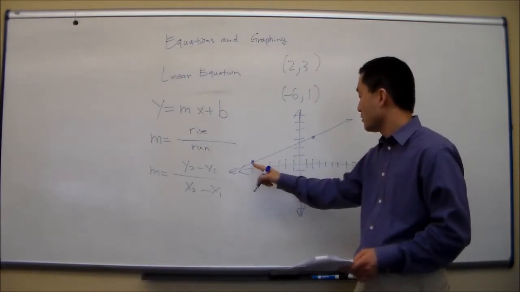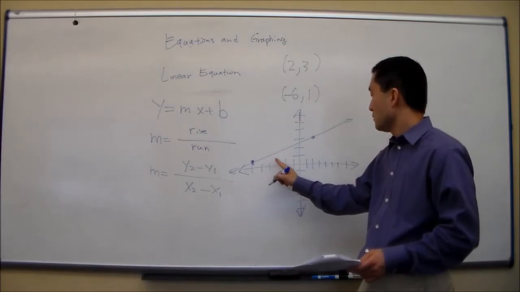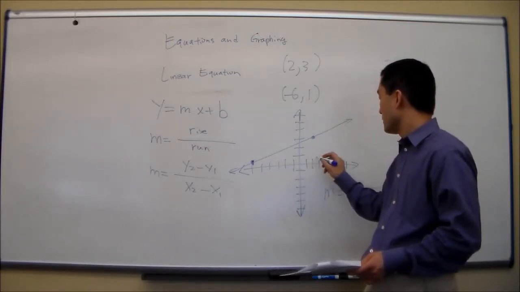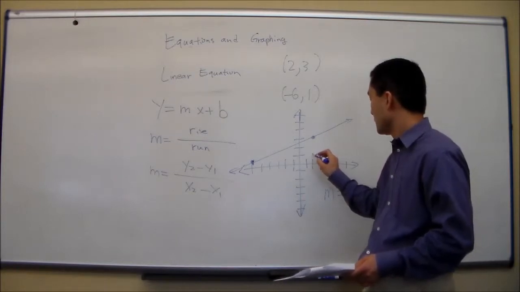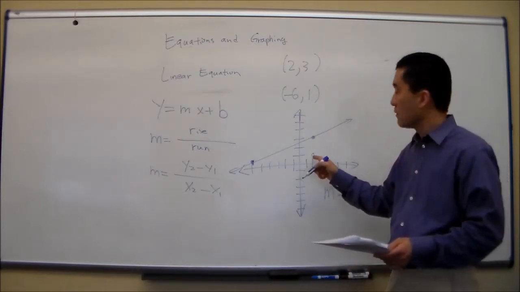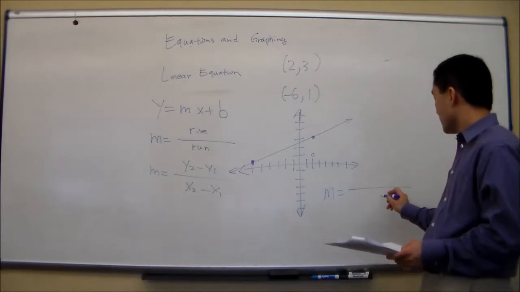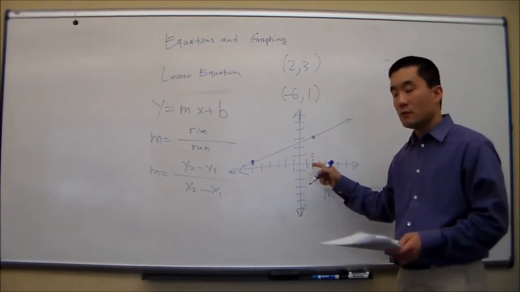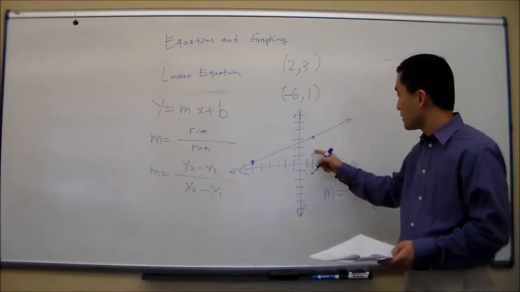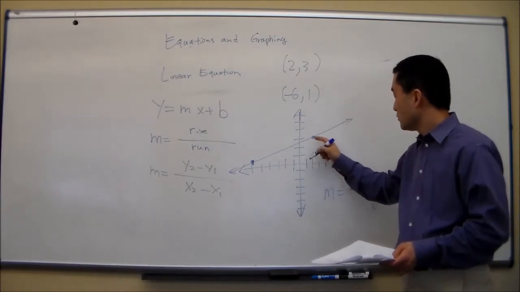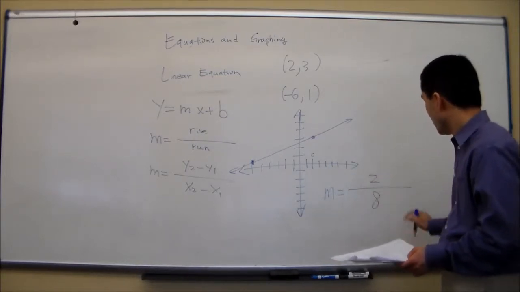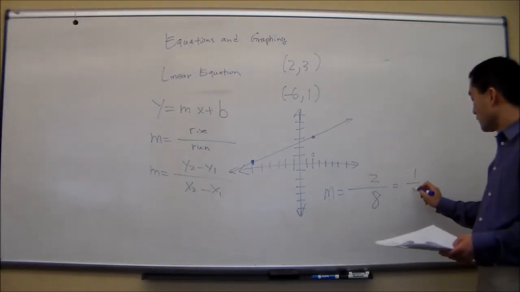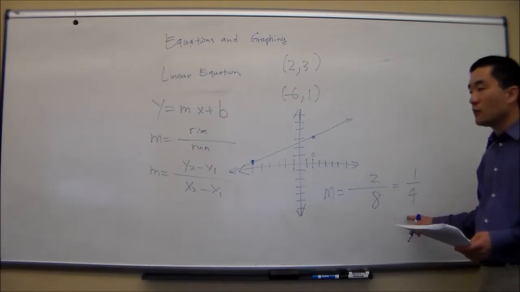So from here, I need to go 1, 2, 3, 4, 5, 6, 7, 8. So I'm just going to put the dot here temporarily. So I need to move 8 spaces. And then how many spots do I need to go up or down? I'm going to go up because it's up here. So 1, 2. So 2 over 8. If you simplify that, it's 1 over 4. So that's the slope for this line.